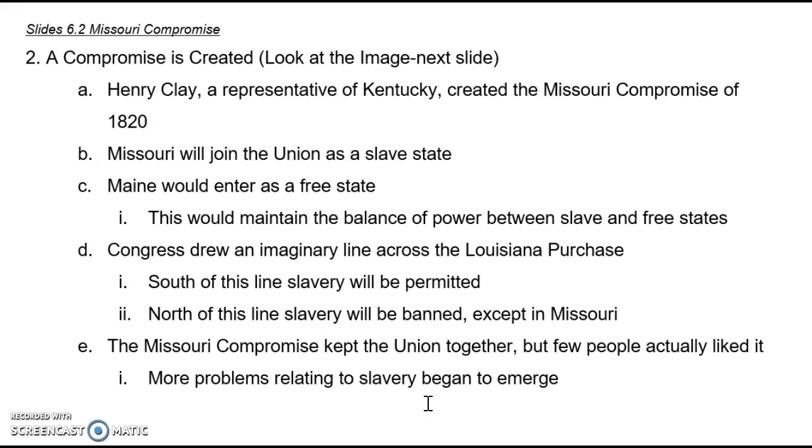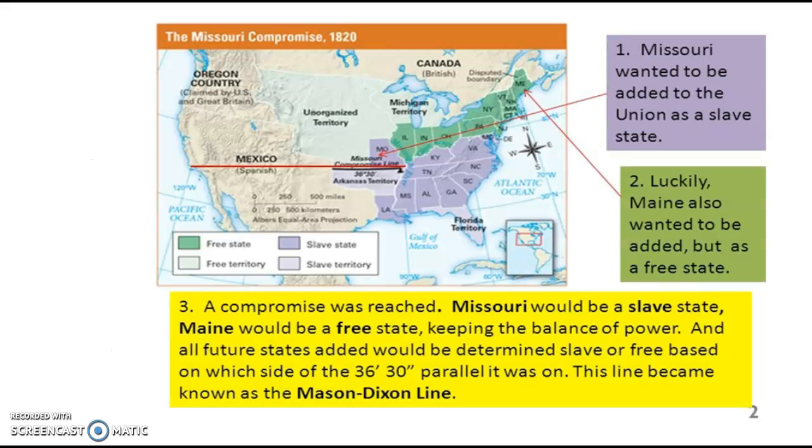But right now, what I need you to understand when I say what was the Missouri Compromise, you should know A, Henry Clay created it. You should know B, Missouri will join the Union as a slave state. You should know C, Maine would enter as a free state. And then you should know D, Congress is going to draw an imaginary line across the Louisiana Purchase. So what does that look like? I have this diagram that kind of explains it all for you.